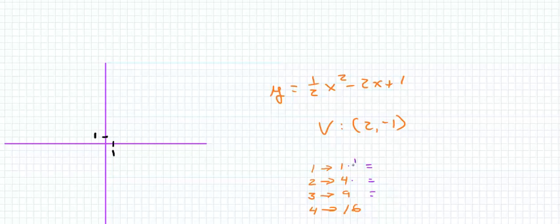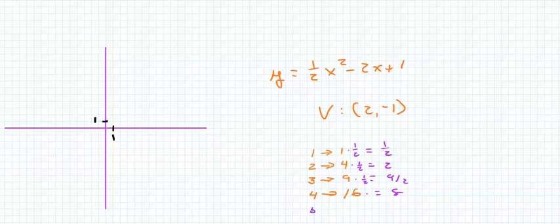So 1 times 1/2 is 1/2. 4 times 1/2 equals 2. 9 times 1/2 is 9/2. 16 times 1/2 equals 8. And if we go over 5, we're at 25. Whoops, I didn't make the half there. 25 times 1/2 equals 12.5. My vertex is at (2, -1).